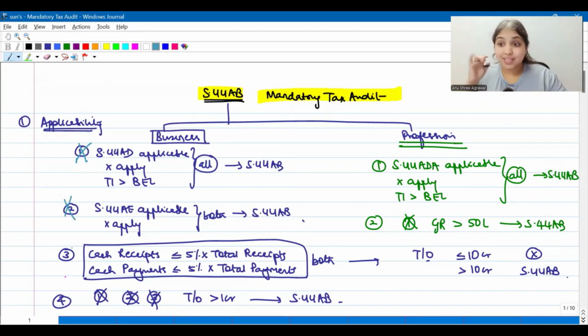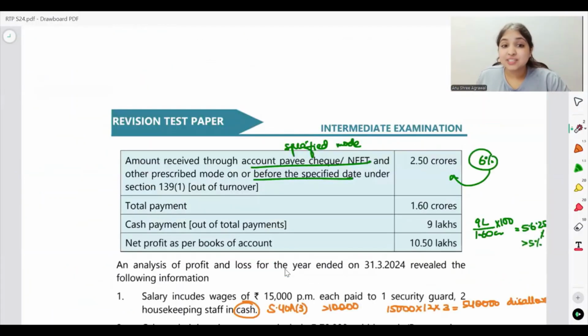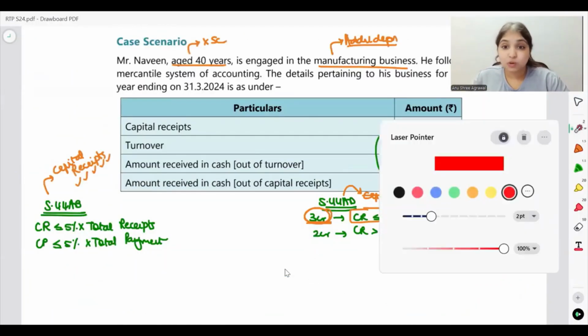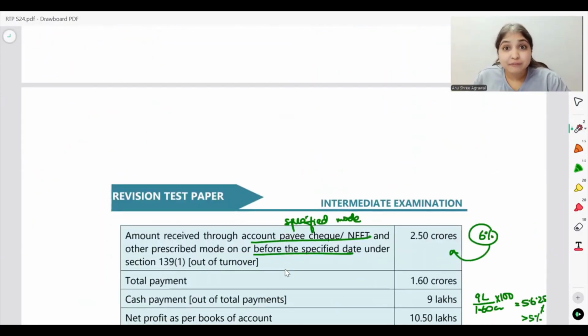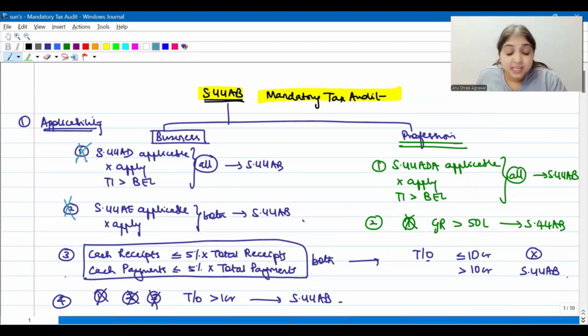So what do we have to think about the third condition? Is cash receipt within 5% of total receipt and is cash payment within 5% of total payment? Here if you see, cash receipt I will include, capital receipt also I will include. But I don't even have to do all that hard work because cash payment I have already done the calculation and kept. If you see cash payment, it is more than 5% of the total payments, guys. So is it within 5%? No, this condition is not fulfilled.